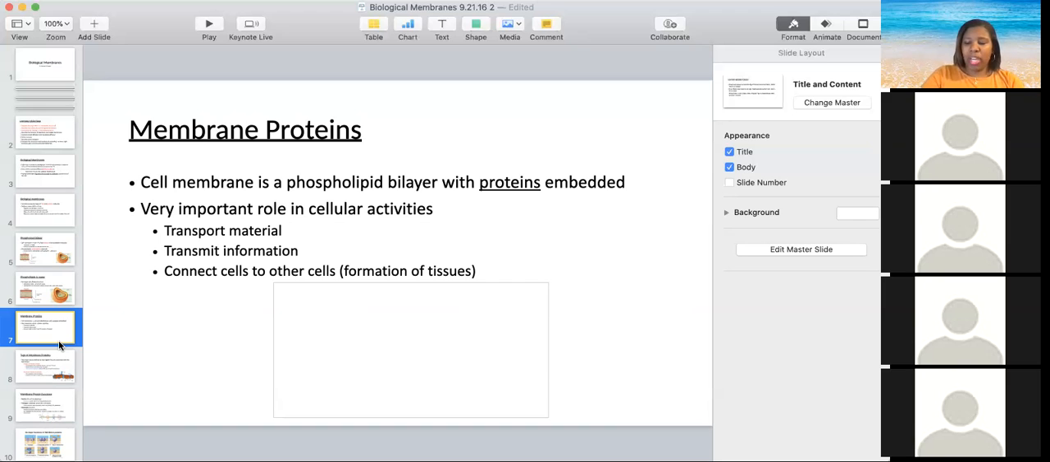If I were to ask you about the role, like why are these membrane proteins so important? They're important because they have some very important roles in the various activities of the cell. All right. Any questions?